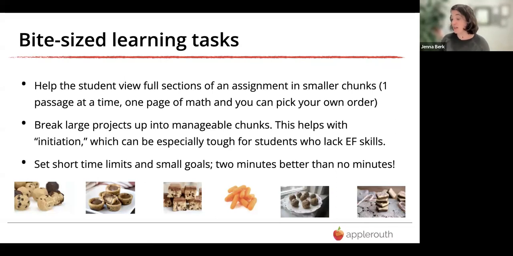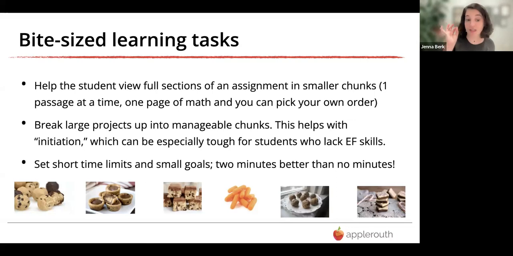So if you can make it so it's like, okay, I'm going to write the outline, and then I'm going to find my quotes and put the quotes in the outline, and then I'm going to draft my thesis statement, and then I'm going to draft my conclusion, like little pieces. And if you just do one of those a day or one of those an hour, it suddenly becomes so much more manageable than write a 10-page paper.